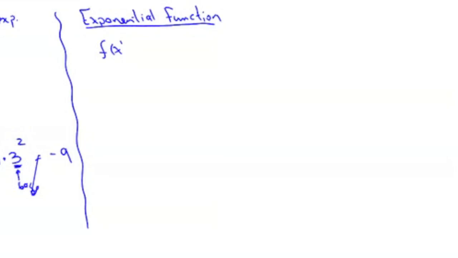f of x is equal to some base raised to the x power. Now, normally we're used to x being in the base. Here, x is representing the exponent, the power that we're raising it to, and b is some fixed number that keeps getting raised to different powers. What numbers could b be?